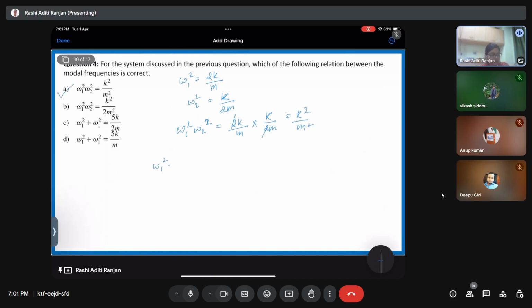Second is omega 1 square plus omega 2 square, which is going to be 2k by m plus k by 2m, which is going to be 4k plus k by 2m, 5k by 2m. Option C is going to be the correct one. I hope this is clear.